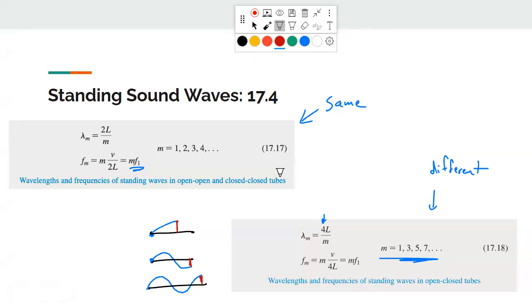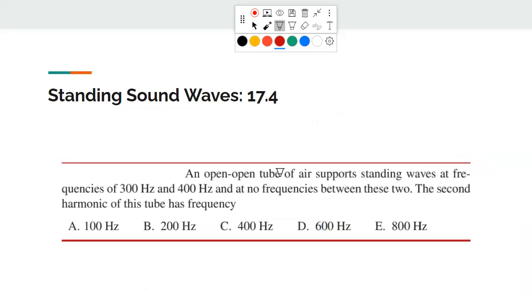Okay, so this is a good reference slide to come back to as you're doing the homework, just because it'll be the vast majority of the case, the set of equations that you're interested in. Okay, so let's try this example. We have an open tube of air that supports standing waves at frequencies of 300 and 400 hertz. Here the frequencies they give us are actually standing waves in the system, and at no frequencies between these two. The second harmonic of this tube has what frequency?